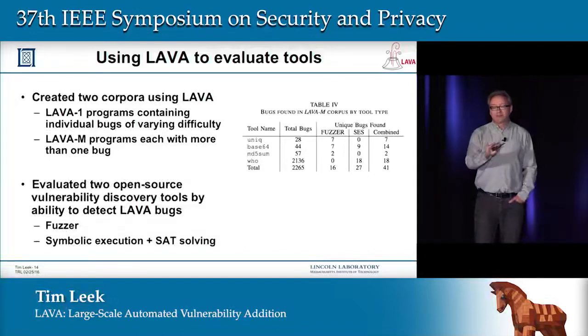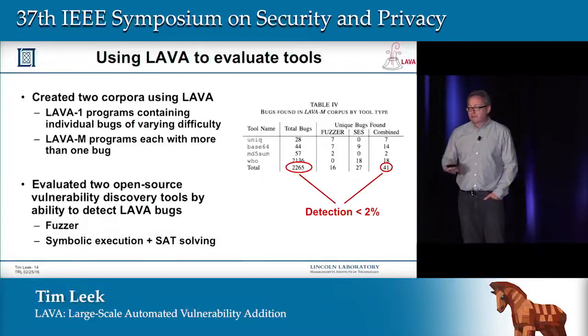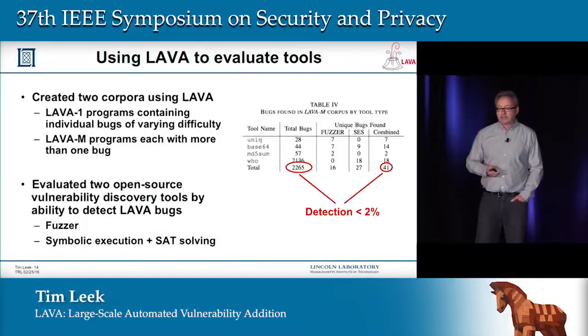We're not naming them, and the reason is because this is a kind of incomplete evaluation. We just wanted to see if this could be used for evaluation, and we think it can. But we'd like to do a much more careful evaluation. The detection rate is less than 2%. We injected over 2,000 and about 40 were found by the tools combined. So that's actually great. I mean, we're really happy that they found some of them, but clearly there's work to be done.